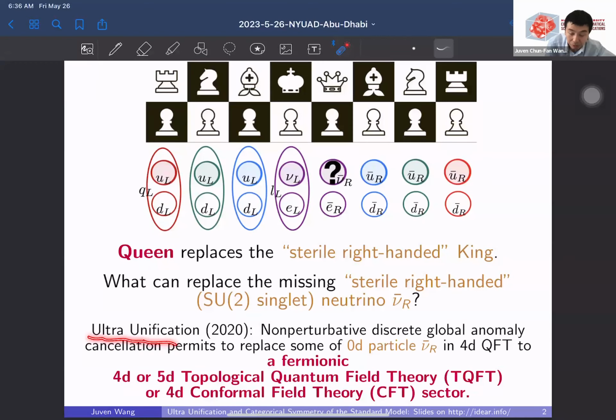What is called ultra unification, proposed 3 years ago, is about some nonperturbative global anomaly, which some people call discrete anomaly, with cancellations involving baryon minus lepton type of symmetry that I will explain. It permits replacing the zero-dimensional elementary particle excitation, the right-handed neutrino, in the 4D standard model quantum field theory vacua with a fermionic version of some 4D or 5-dimensional topological quantum field theory, or TQFT, or possibly an interacting conformal field theory sector. This is a proposal, and that's the idea. Is this analogy clear?